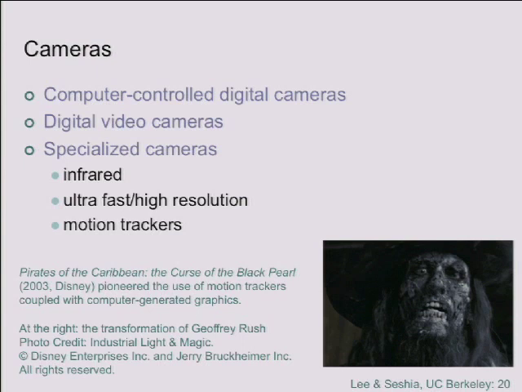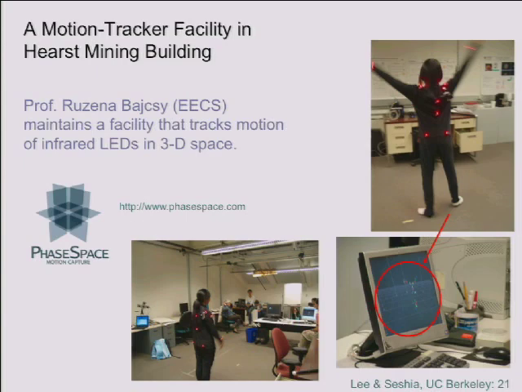One of the more elaborate ones is made by a company called PhaseSpace, and we have a PhaseSpace setup over in the Hearst Mining Building. The way that it works is that you put on a bunch of beacons on your body. You're typically wearing a bodysuit. You just put on a jacket that has these beacons attached to it.